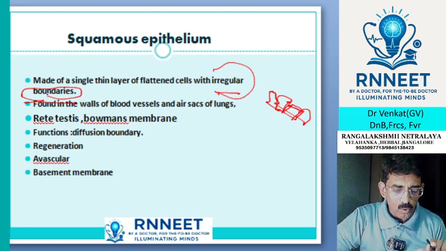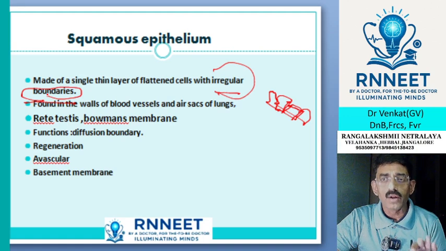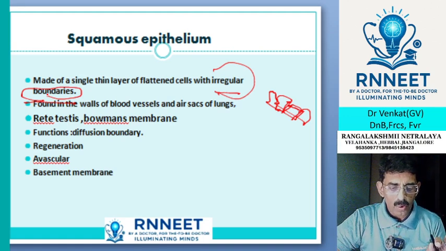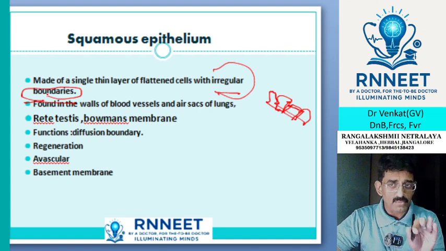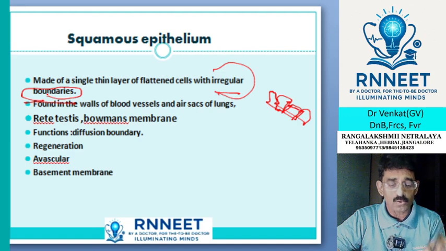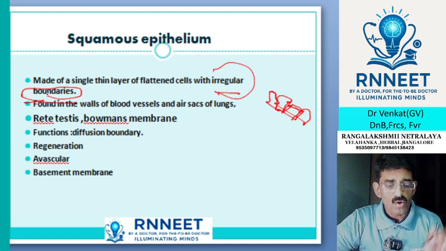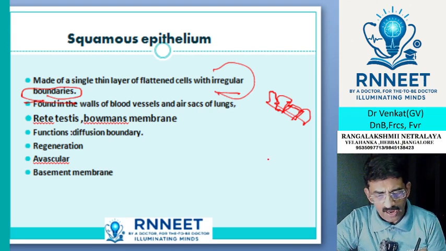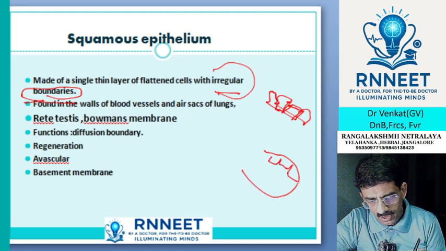It is found in the walls of the blood vessels and the air sacs. The most important are the walls of the blood vessels and the air sacs, and they are a single layer. Skin is also epithelium, but it is not a simple squamous epithelium. It is stratified, with different layers in the skin, whereas the simple layer is a single layer, as in the alveolar sac. The sacs are there, and within that you have a single layer of cells like that.